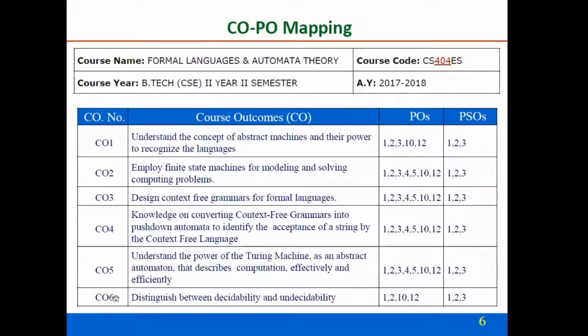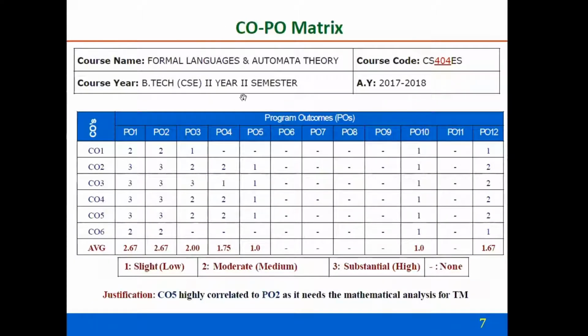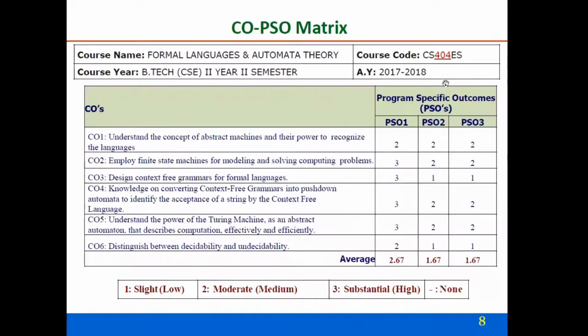Then for that particular course, the related POs and PSOs, followed by their matrices, we discussed in our previous session. In this, now you can remember the average weighted value for each and every PO. PO1 weighted average is 2.67 and so on, PO12 1.67. Then similarly for PSOs, the weighted averages are 2.67, 1.67, 1.67.